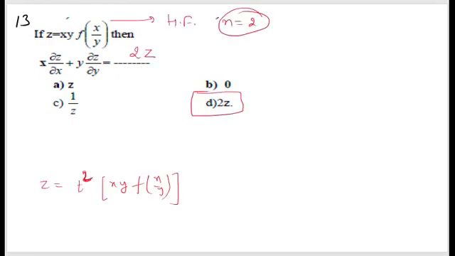Here this function is again direct, and we are observing that it is f of x y. When it is written with t, the t will get cancelled, and here t will only have 1 and 1. So x and y both clubbed together will make a degree of 2, and n is 2 here. When we apply Euler's theorem, we get that it equals 2z. So D becomes the right option.